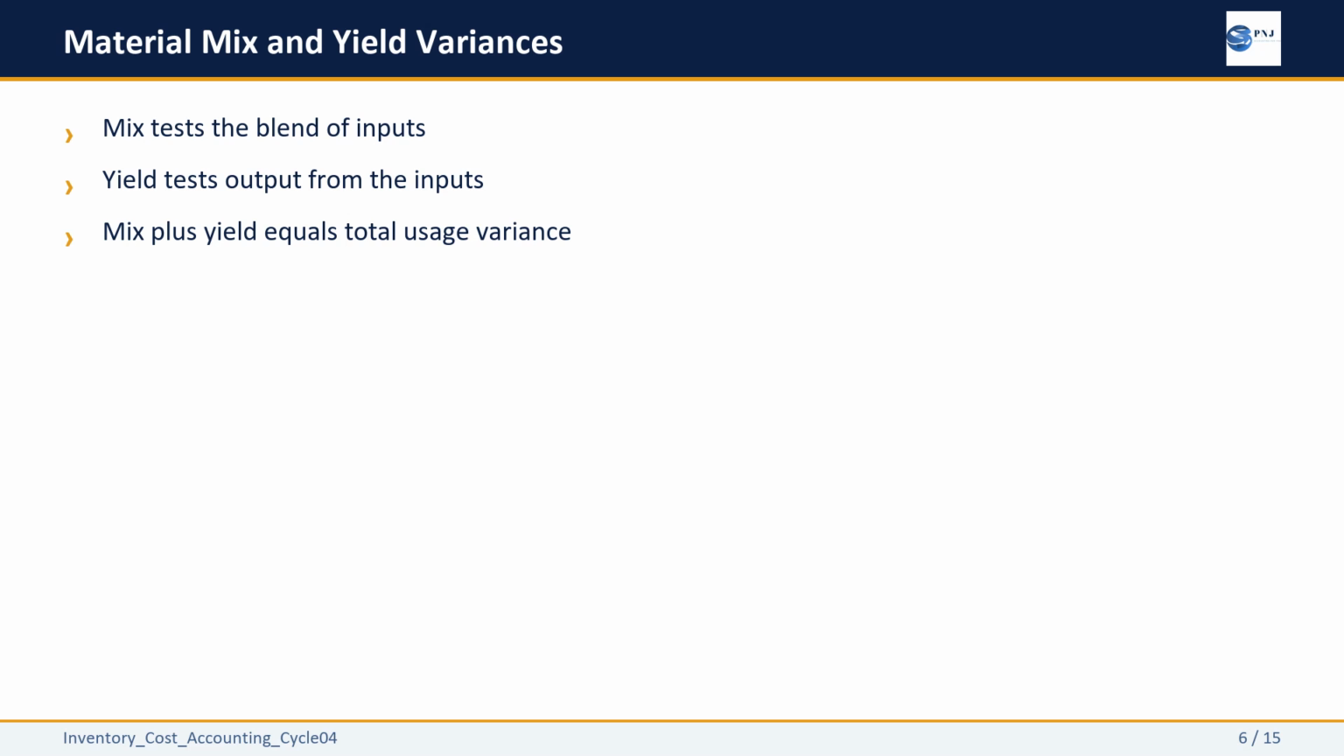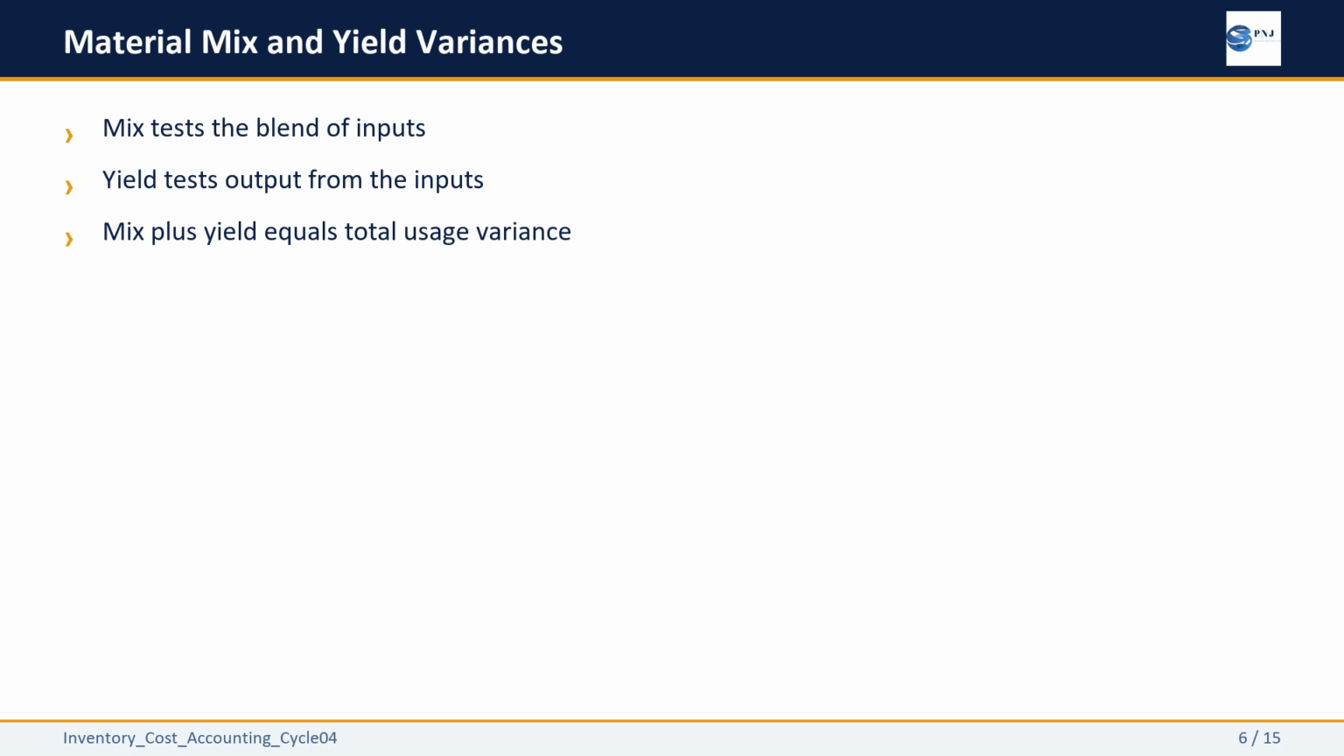When a product blends several materials, the usage variance splits one level deeper. The mix variance asks whether you used inputs in the standard proportion, comparing the actual mix to the standard mix, times total actual input, times the standard price of each ingredient. The yield variance asks whether the actual output you obtained matched the standard yield from those inputs.